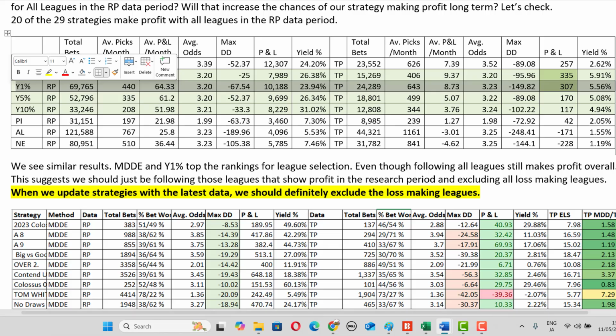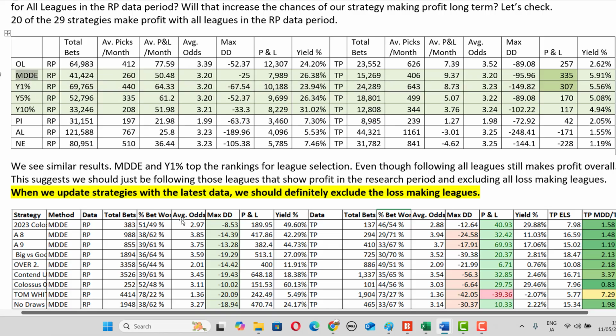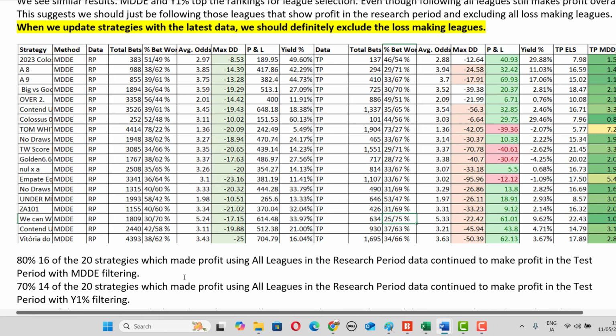preferably 1% yield or more, but if you can do it, then add them by their effect on the maximum drawdown. And if we're just looking at the strategies that made profit with all leagues in their research period, but then we also apply the MDDE method to them and follow those for the next 3 seasons, we see similar ELS multiples, all of them under 10, just one of them of around 7, most of them under 4.